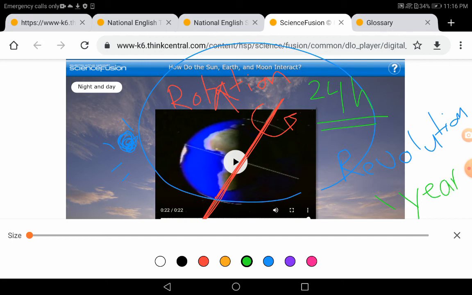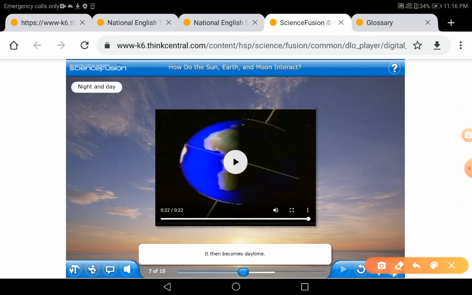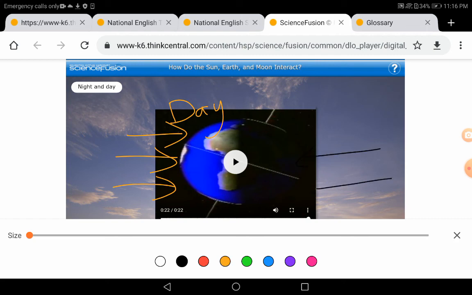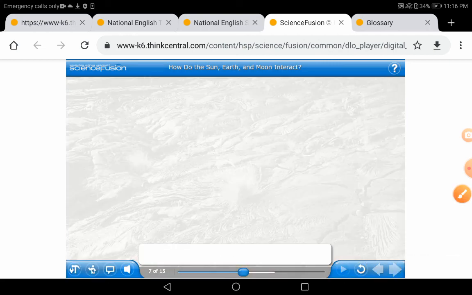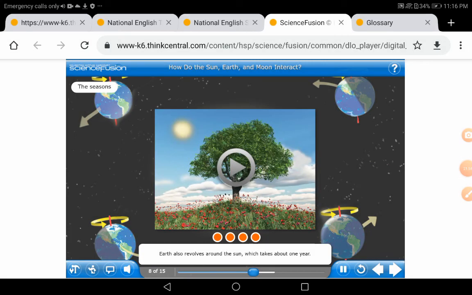Okay, now let's see, where do you think the sun is? Which side is the sun? Yes, this side. Because as you can see here, we have daytime, while on the other hand, this part is away from the sun, so it is night. Next. As you know, Earth also revolves around the sun, which takes about 1 year. Okay, now we'll stop here in seasons.